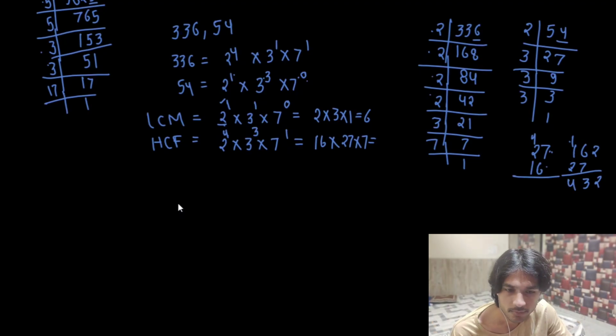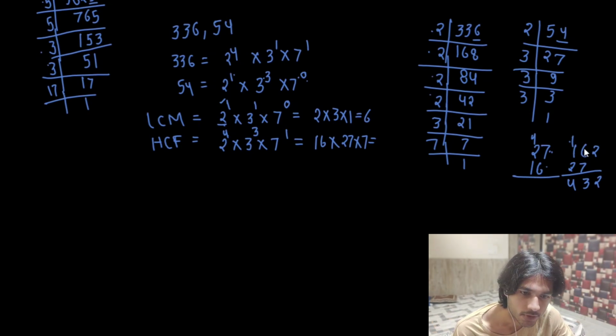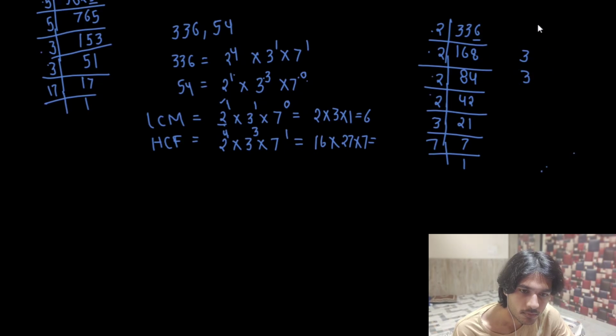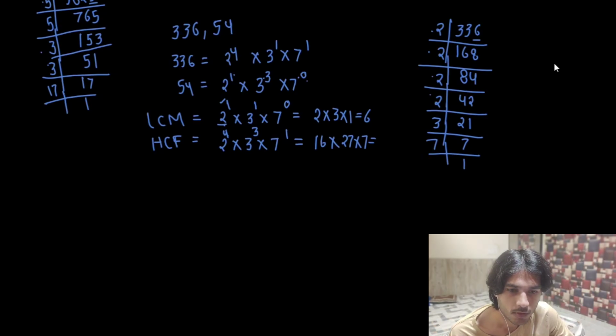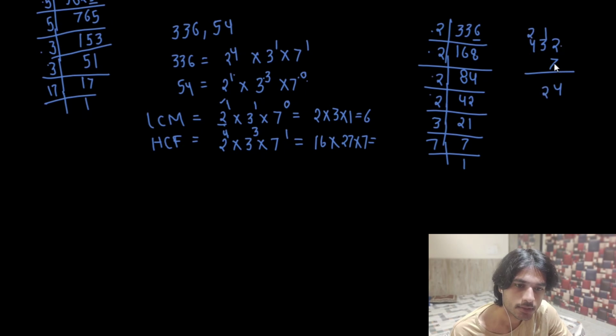Then I have to multiply. Okay, let me just rub it. 4 3 2, right? So it's going to be 432 multiplied by 7. 7 twos are 14, 7 threes are 21 plus 1 is 22, 7 fours are 28 plus 2 is 30. So this is going to be 3024.